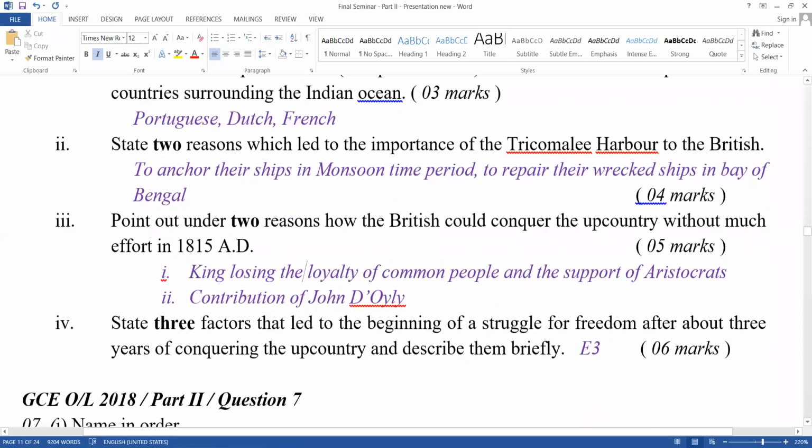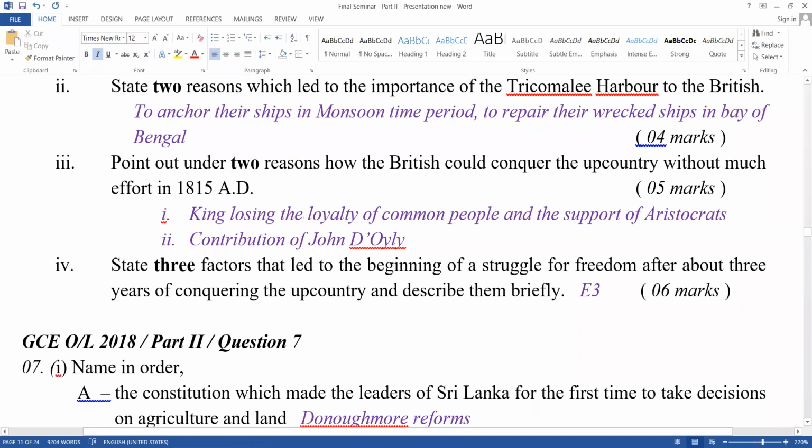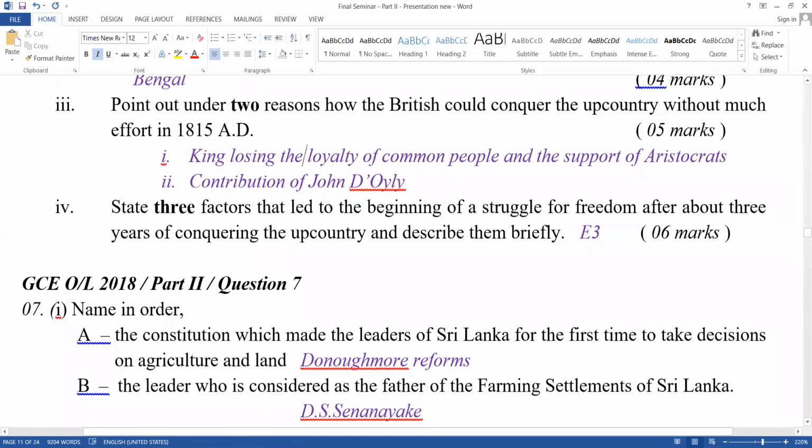We'll move on to 2018, seventh question. The constitution which made the leaders of Sri Lanka, for the first time, take decisions on agriculture. That means the appointment of a minister of agriculture for the first time, under what reforms? No more reforms. D.S. Senanayake became the minister of agriculture. The leader who is considered the father of farming settlements, D.S. Senanayake.